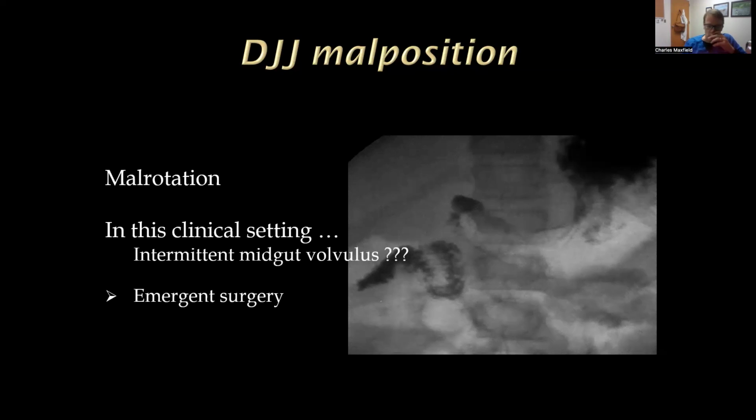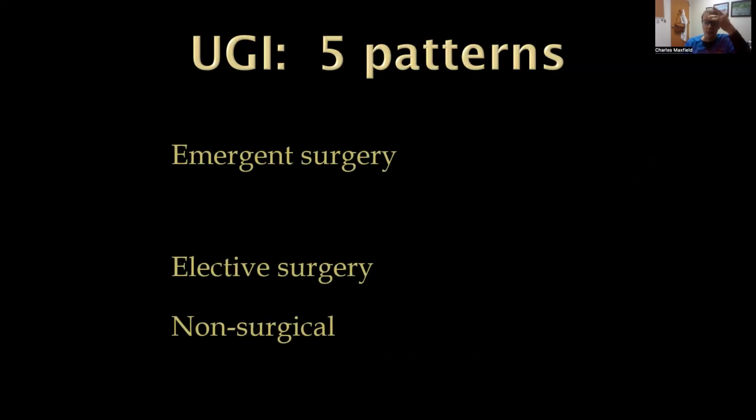Our surgeons here at Duke would take that baby as quickly as possible to the OR, assuming he was intermittently volvulizing and he could volvulize again. So that's it for the 5 upper GI patterns. Again, there's only 5, right? And they're pretty easy to distinguish, I think.